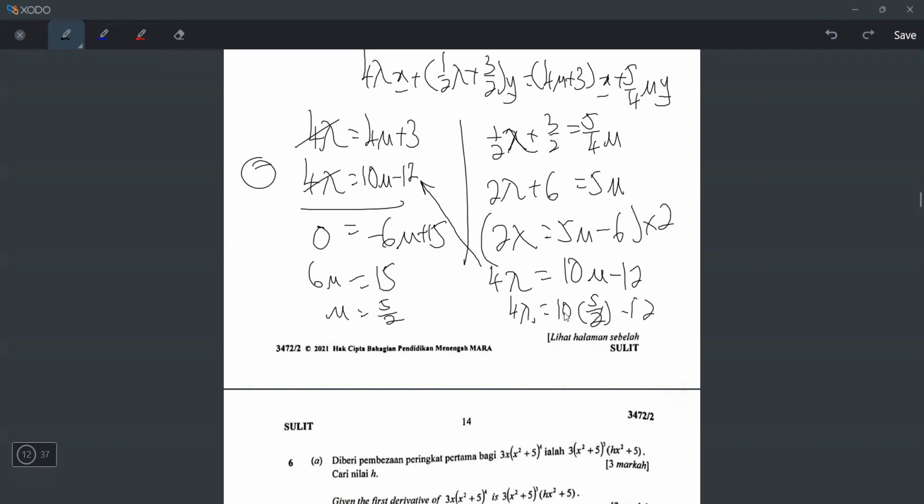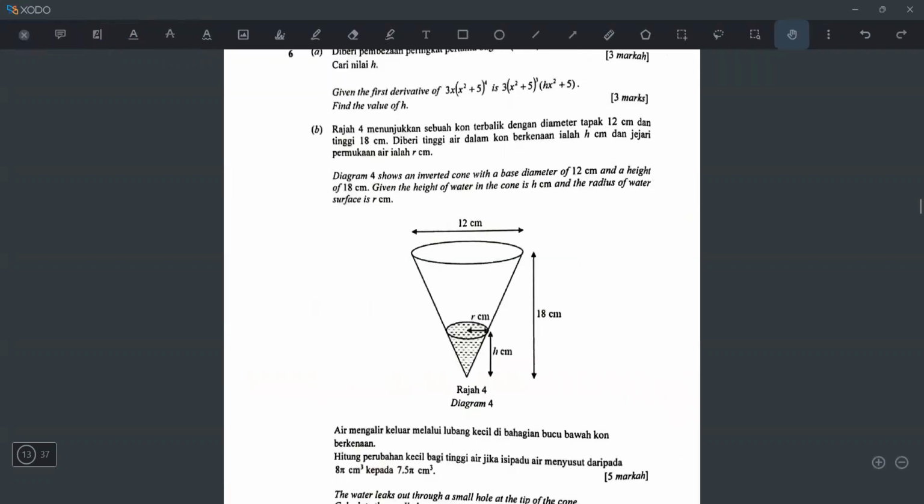Alright, so potong dapat 5. So 4 lambda equals to 25 minus 12. 25 minus 12, 13. So lambda is 13 over 4. Okay, so that's the answer. Okay, wait. Let me write cantik sikit. Okay, like this lah. 13 over 4. Alright, that's the answer. Okay, let's go to question number 6.